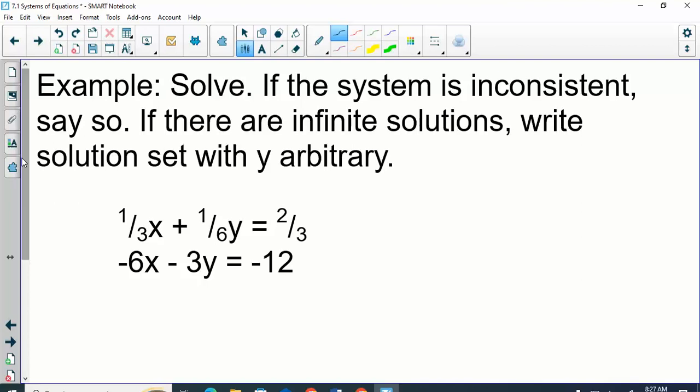And then I need it to be a 6, so 6 times 3 is 18. So I could multiply it by 18. If I wanted to cancel my y, it's going to be 18 also. Let's look at this. And then if you wanted to cancel your constant. So 1/3 times 18 is 6. 1/6 times 18 is 3. 2/3 times 18 is 12.